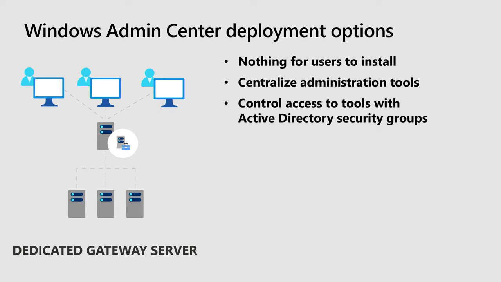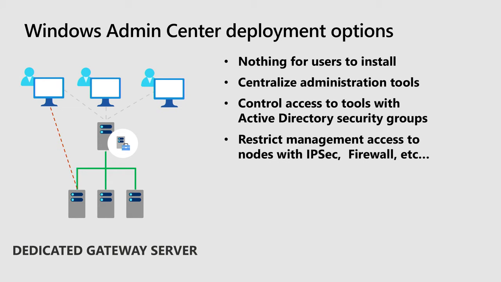You can control access to that gateway for those users by using security groups in Active Directory. You can specify some users as gateway admins who can then control the further access control of it. Gateway admins can also control the extensions and all the extensibility in Windows Admin Center.